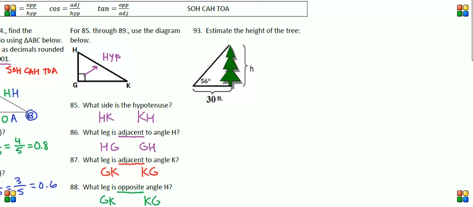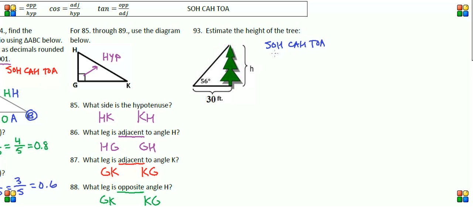So let's go through our steps. Step number 1, you should know this. Write SOHCAHTOA. Every time, please write that so you don't end up writing a wrong ratio or using the wrong trig function.